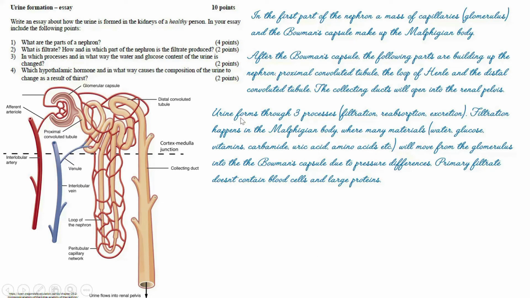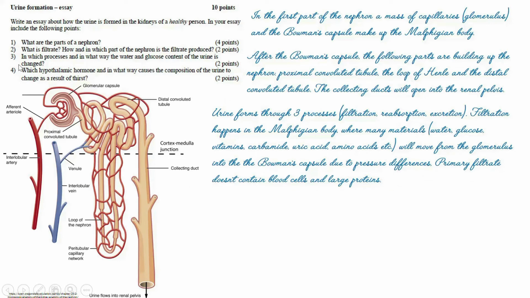Urine forms through three processes. That's what we discussed according to our book: filtration, reabsorption, excretion. Filtration happens in the Malpighian body, so here, where many materials will move from the glomerulus into the Bowman's capsule due to the pressure differences. So in the glomerulus, the pressure is much higher than in the Bowman's capsule, and the primary filtrate doesn't contain red blood cells and large proteins.